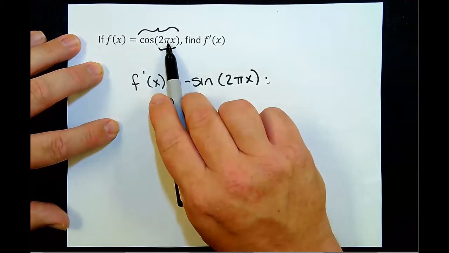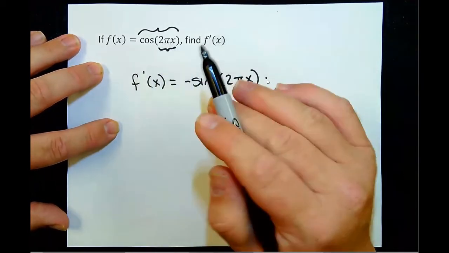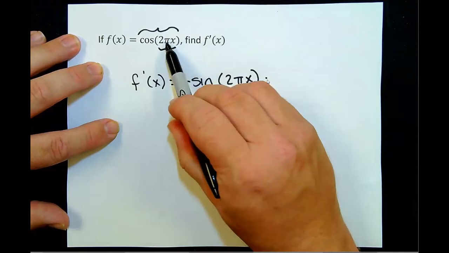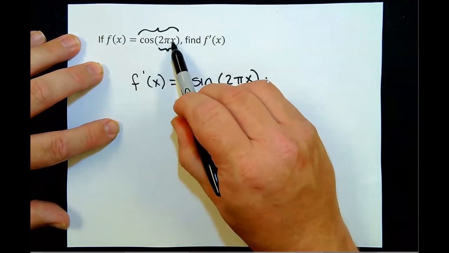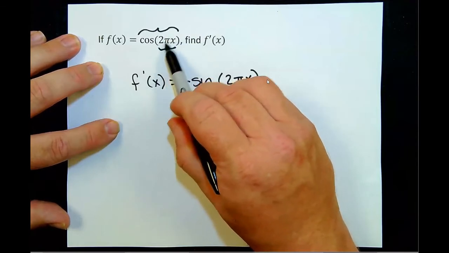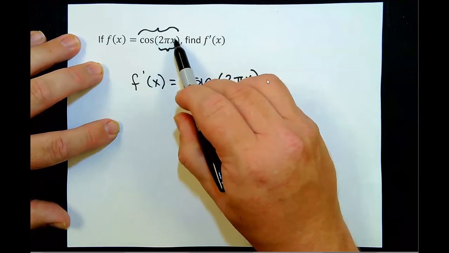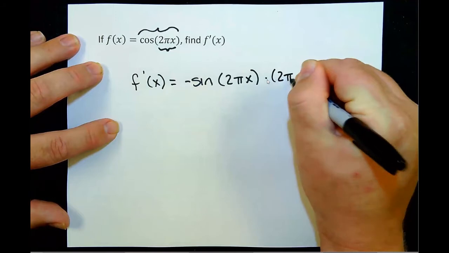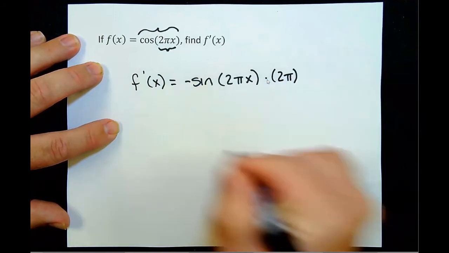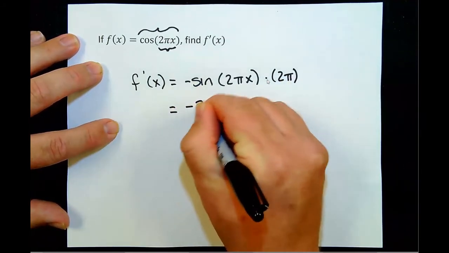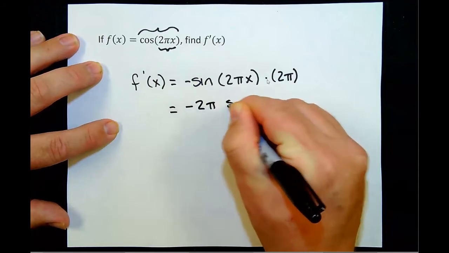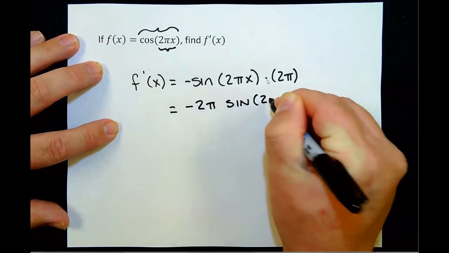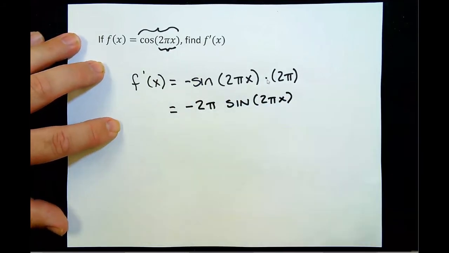Don't make the mistake that pi is a variable. Remember, pi is just a number. It's a constant. So the derivative of 2 pi x, the constant rule says the 2 pi just stays there, and the derivative of x is 1. So the derivative ends up being 2 pi. So my derivative is negative 2 pi sine of 2 pi x.